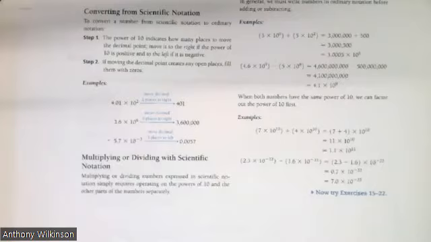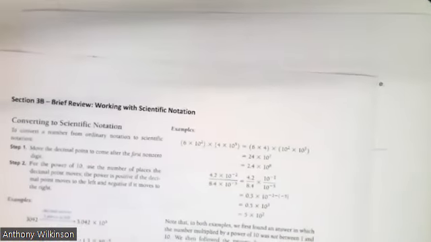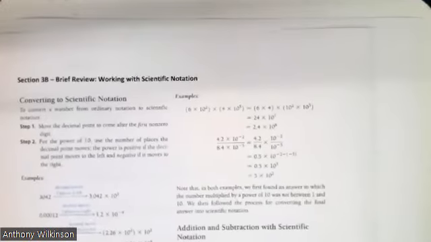All right, next is multiplying or dividing with scientific notation. Multiplying or dividing numbers expressed in scientific notation simply requires operating on the powers of 10 and the other parts of the numbers separately. Here's a couple of examples of that. One for multiplication and the other one is for division.